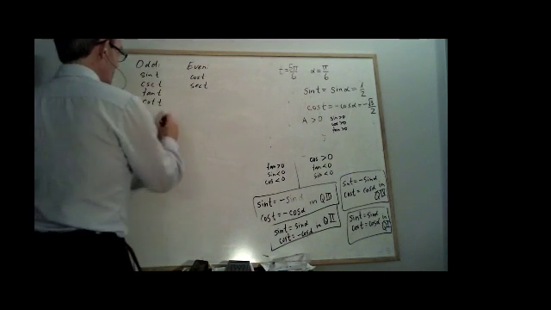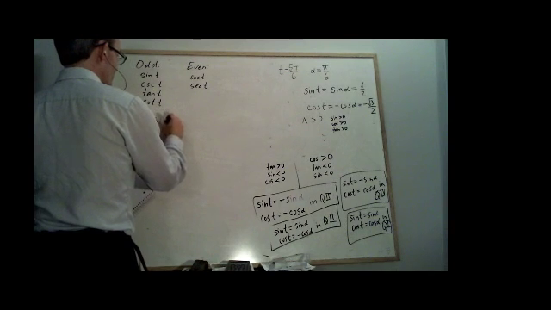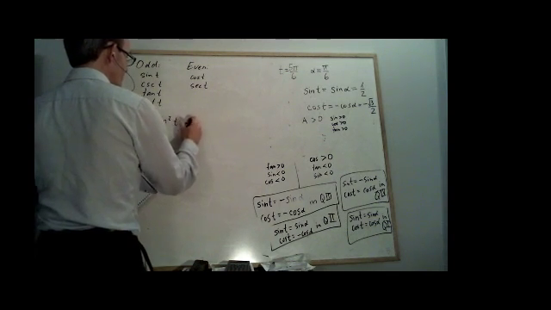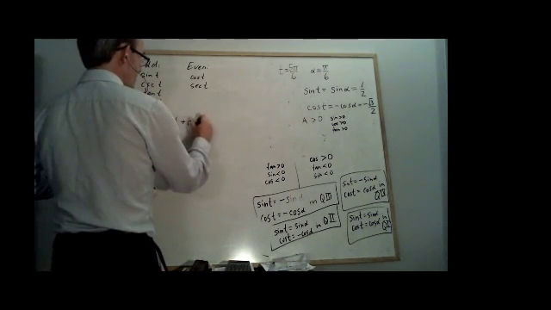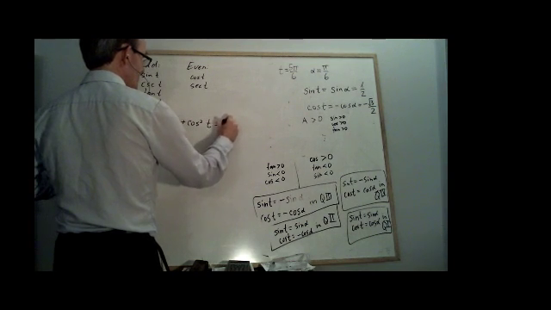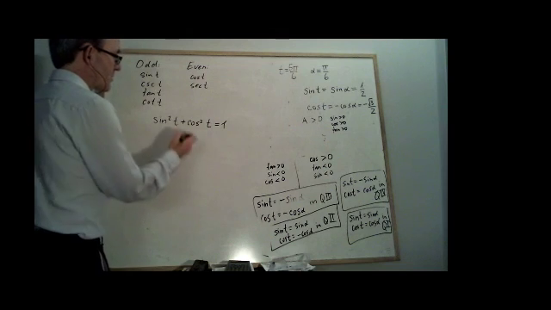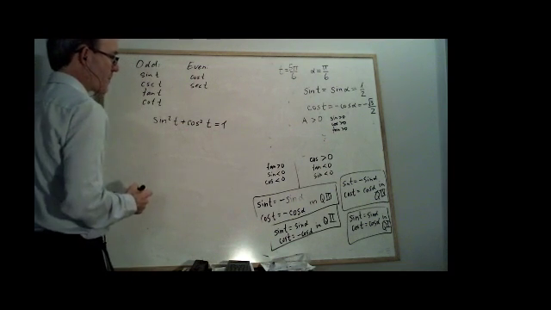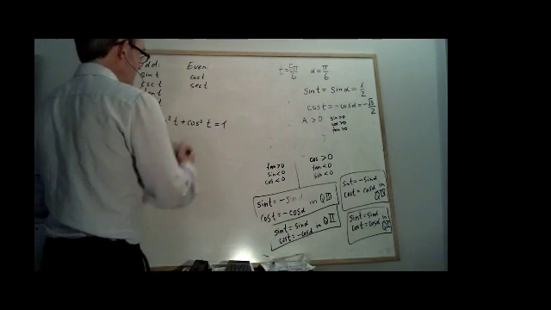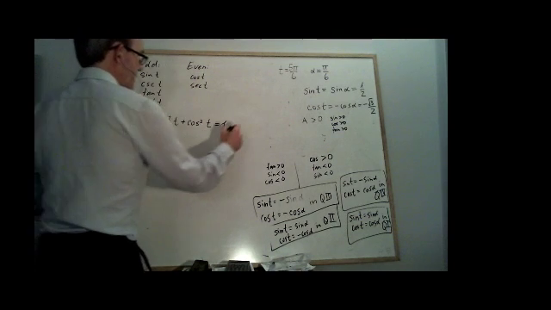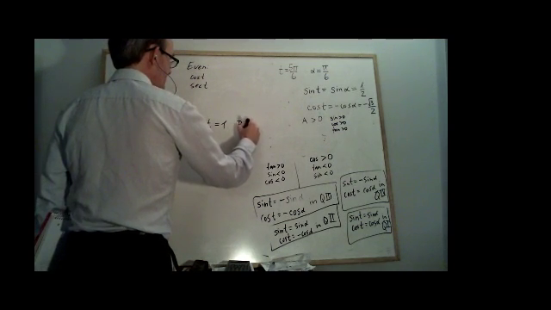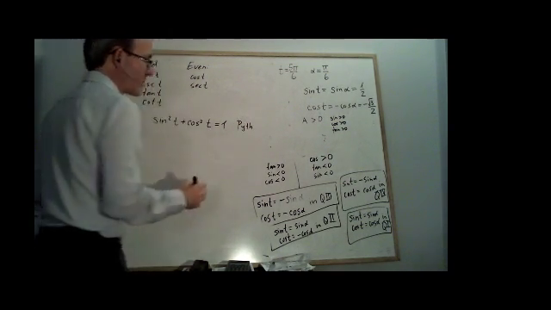All right, so another note I want to tell you about is we had this identity before. The sine squared of t plus the cosine squared of t is equal to 1, and that's true for all t. This is called the Pythagorean identity, because it's based on the Pythagorean theorem.